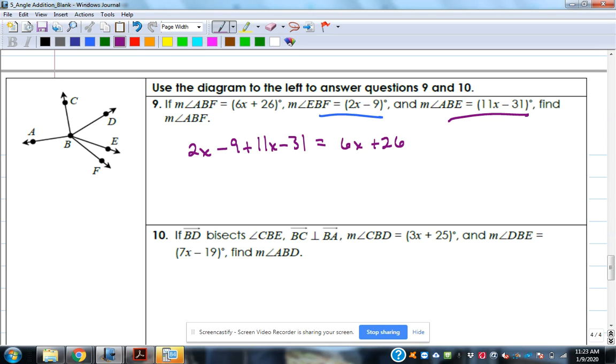So solving this equation shouldn't be too daunting. So that's 13x minus 40 equals 6x plus 26. So it'd be 7x is equal to 66. All right, and then hold on.